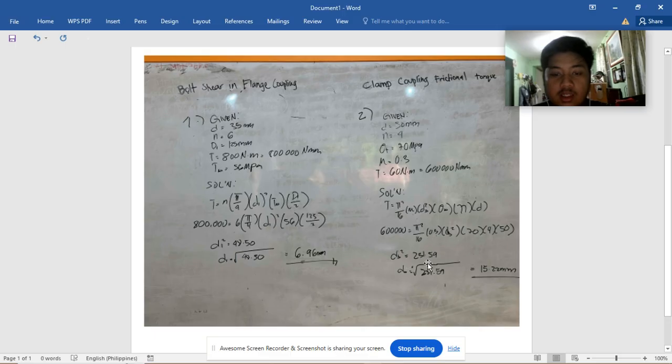You'll have the answer db squared is equal to 231.59. Again, to remove the square, you need to square root the answer. So db is equal to square root of 231.59. So you'll have the final answer 15.22 millimeter.